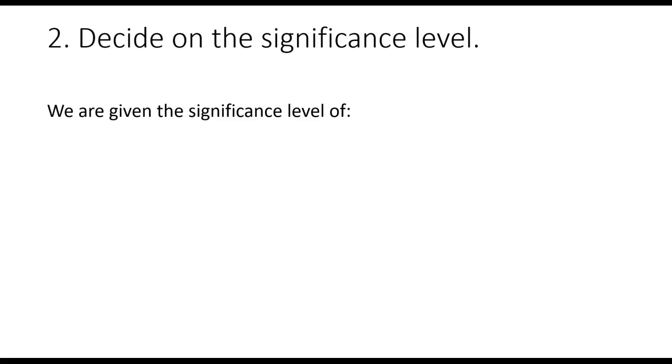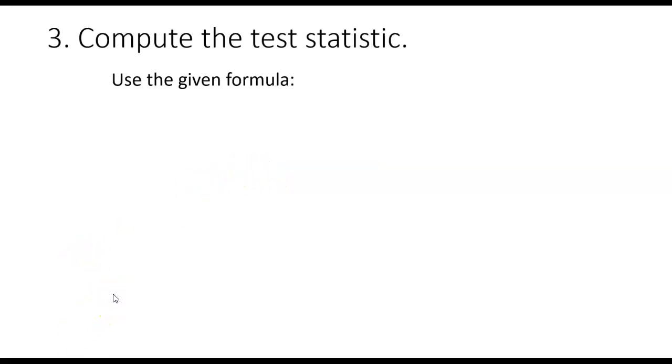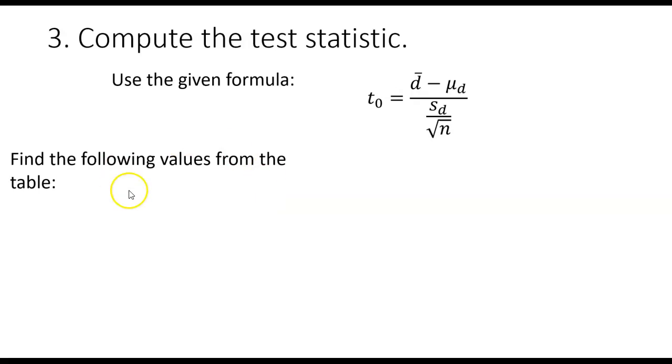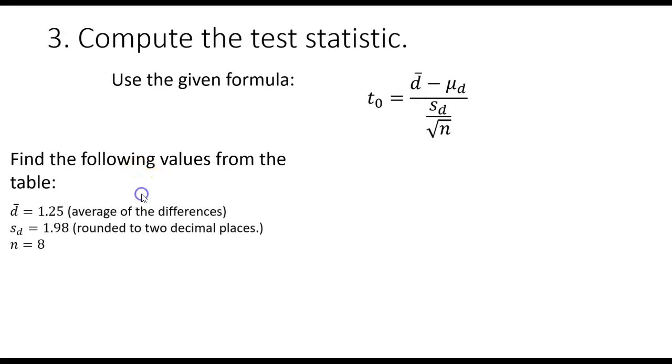Step 2, let's decide on the significance level. Well, we're given the significance level in the initial question, so we know that alpha is 0.01. We're going to need that to find our critical value. Next, the test statistic. It is always important to recognize what formula is needed before you just jump right in. In this particular case, using two means with dependent samples, we're going to use the t-distribution test statistic. We're going to need the average of the differences, the standard deviation of the differences, and our sample size. So from the table, you're going to find that information. You calculate the difference between each before and after, and calculate from there. So we find the average of the differences to be 1.25, the standard deviation of the differences to be 1.98, rounded to 2 decimal places, and our sample size is 8.